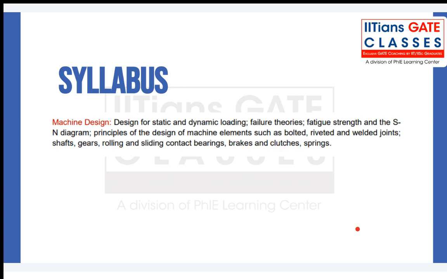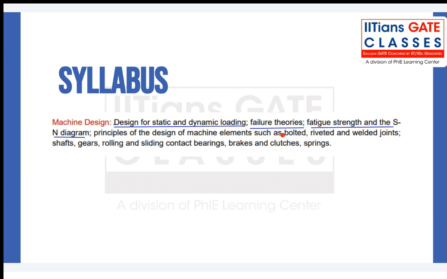Now, what is the syllabus? We have design for static and dynamic loading, right? We have failure theories. Again, failure theories is something which will be covered in strength of materials and it will be overlapping. Some concepts, the core concepts, will be covered in strength of materials, and the application part we will see in machine design. Fatigue strength and the SN diagram, right? This can be clubbed in dynamic loading.